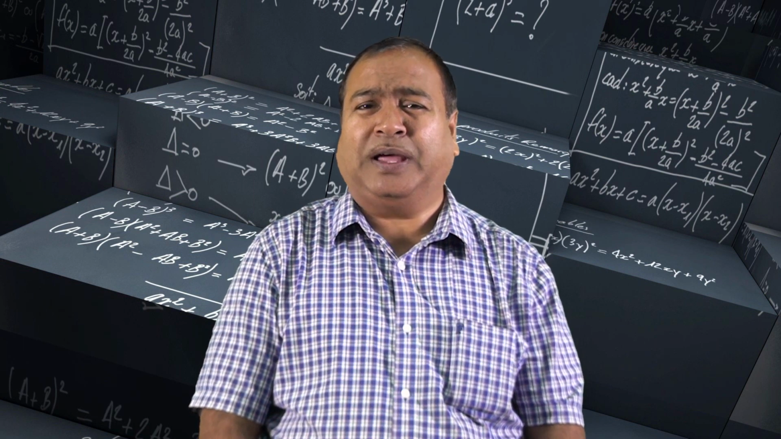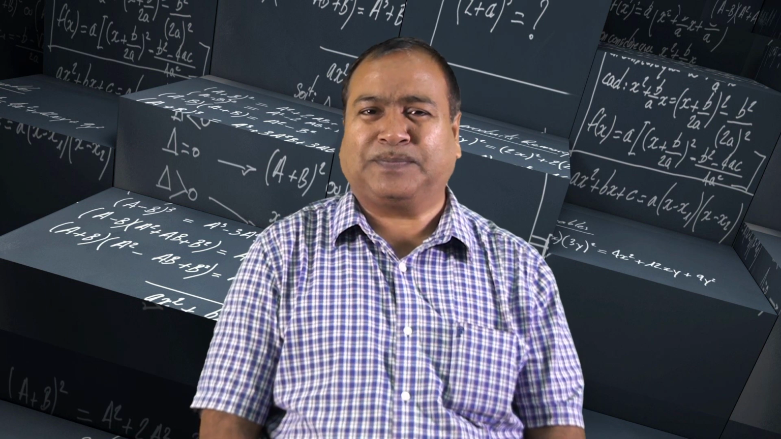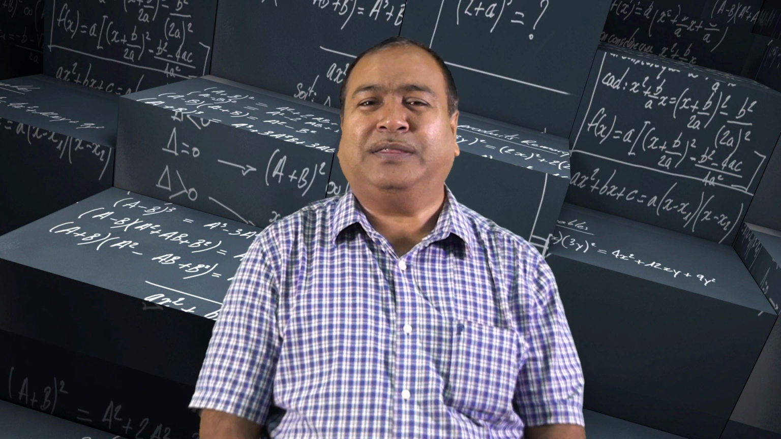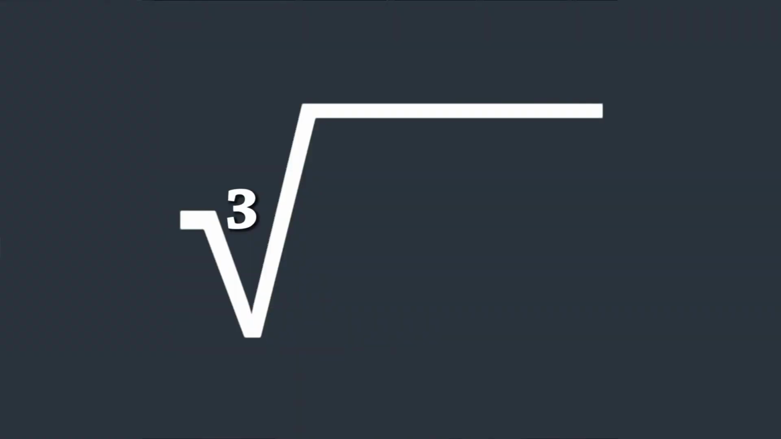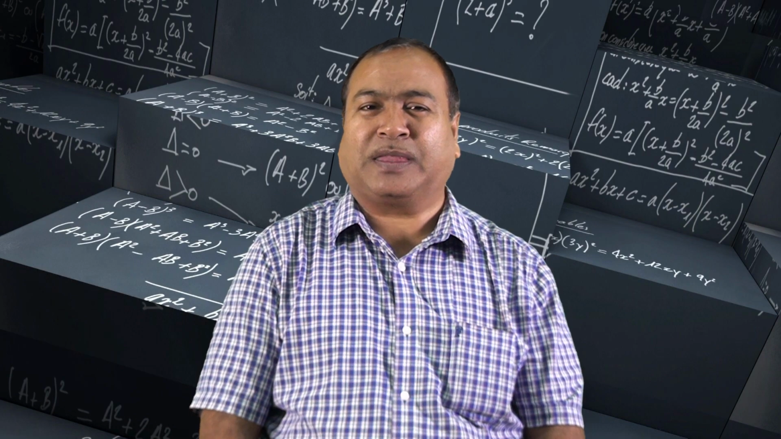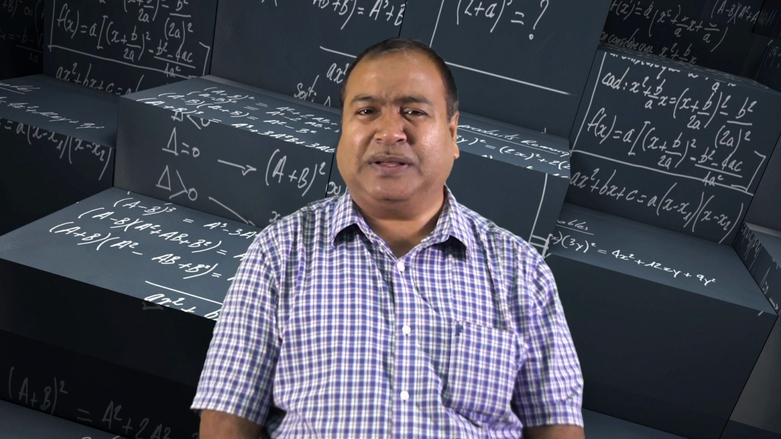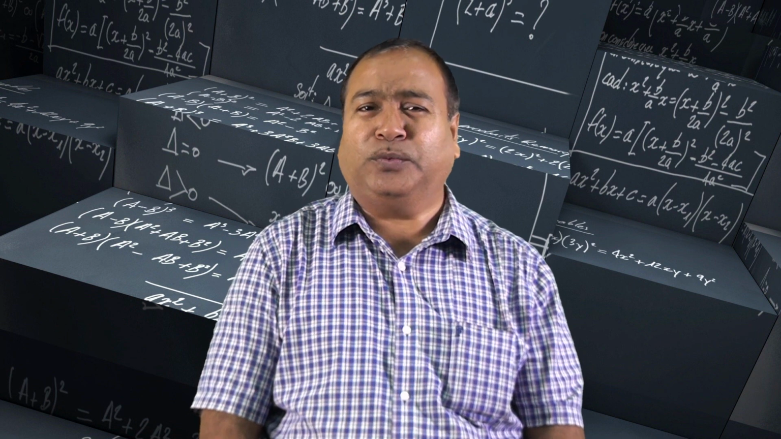Finding the square root, as you know, is the inverse operation of squaring. Similarly, finding the cube root is the inverse operation of cube. The symbol as shown on screen denotes the cube root. Today we discuss some interesting methods and some simple tricks to find the cube root of a number.